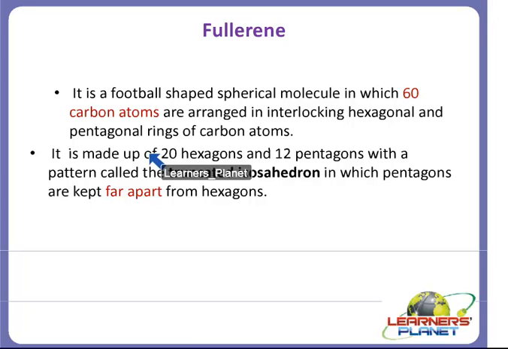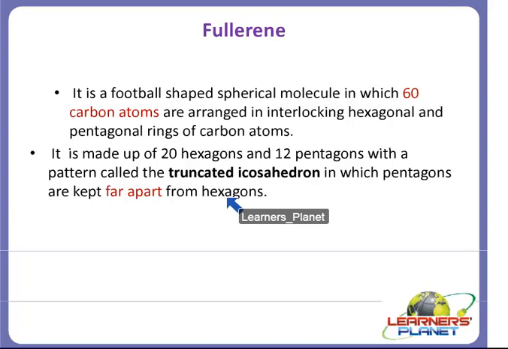Is my point clear? So, how many hexagons is it made up of? It is made up of 20 hexagons. Your C60 is made up of 20 hexagons and 12 pentagons, with a pattern called the truncated icosahedron. So this is a pattern. That's it. You don't have to rush into the dictionary or find out the meaning of it. That is not required. Truncated icosahedron is a pattern in which hexagons and pentagons are arranged.